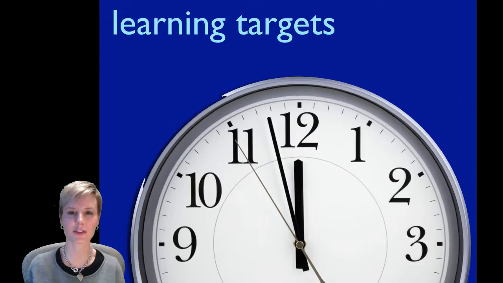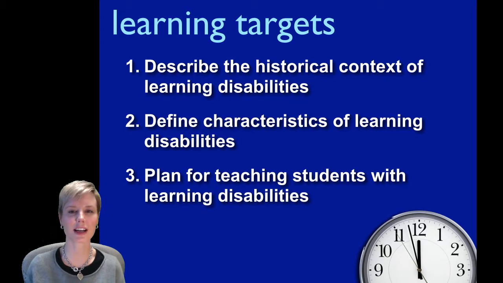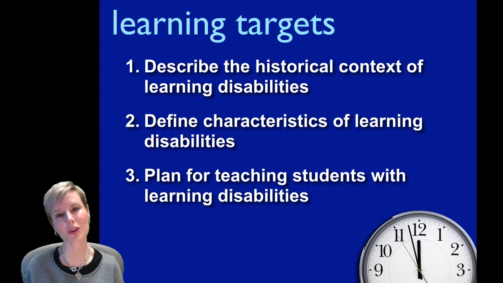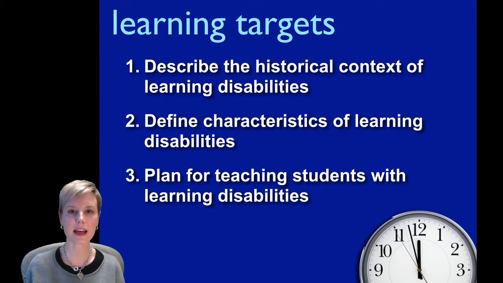The learning targets for this module include first to discuss the historical context of learning disabilities. You might be surprised to find out how recent our identification and understanding of learning disabilities is. We'll talk about some of the characteristics of learning disabilities and describe the 3 most common learning disabilities that you're likely to encounter in the school setting. And we'll talk about some broad strategies, and I'll give you some resources to begin planning for successful inclusion of students who have learning disabilities.